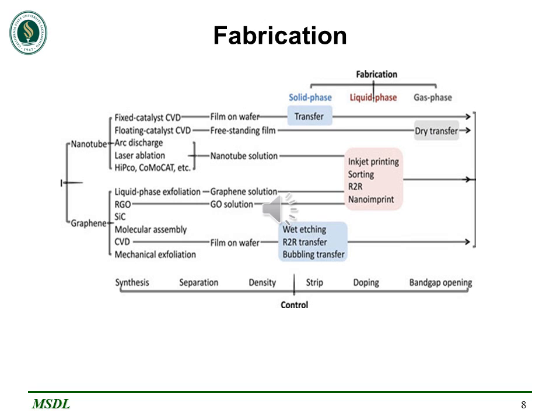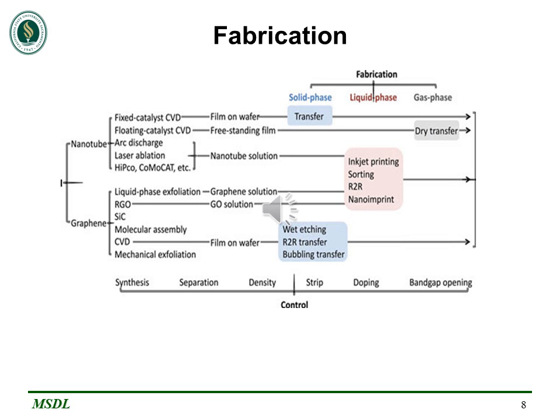As far as liquid phase fabrication is concerned, for nanotubes we have this nanotube solution which is made by arc discharge and laser ablation, and for graphene solution we have liquid phase exfoliation and RGO. These are basically synthesis materials for the nanotube solutions and graphene solutions, and when we have the solutions for liquid phase fabrication, these solutions are printed onto the flexible substrate by inkjet printing, sorting, R to R, or nano imprint. These are the steps that we take for the fabrication in liquid phase for nanotubes and graphene.